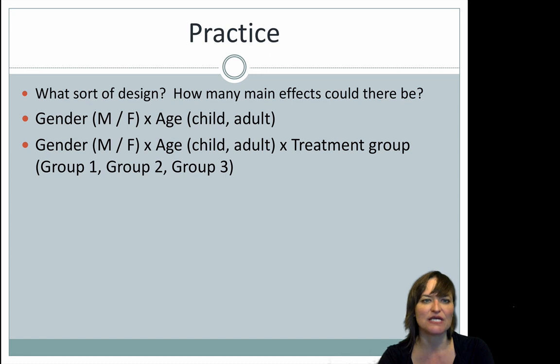How about if it was gender measured male, female, by age measured child, adult, by treatment group, group 1, group 2, group 3? What would you call that? A 2 by 2 by 3, right? And how many main effects could there be? How many predictor variables are there? Are you getting the picture here? So there'd be 3 predictor variables there, so there could be 3 main effects.